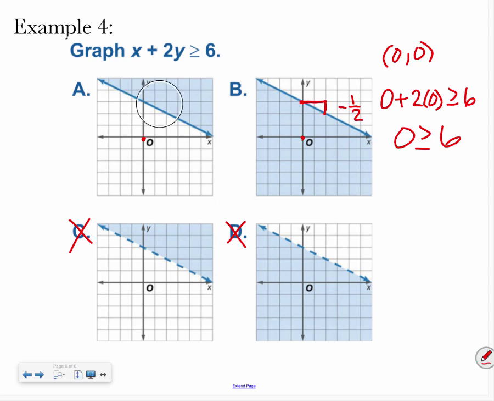So which graph does not have 0, 0 shaded? Letter A. So that would be your answer.